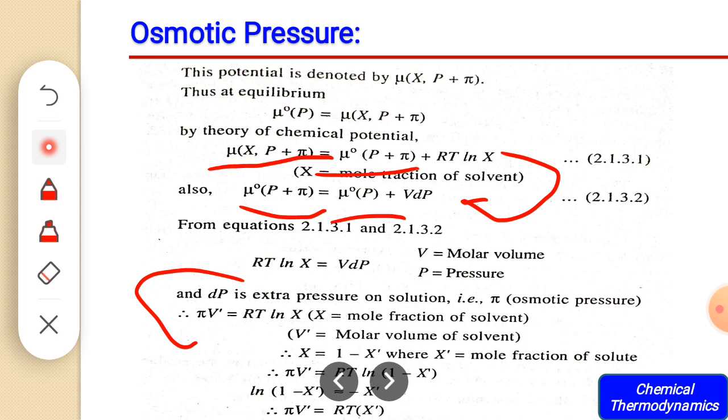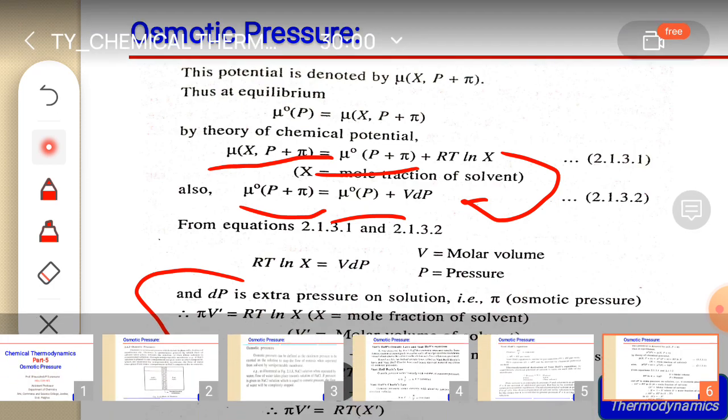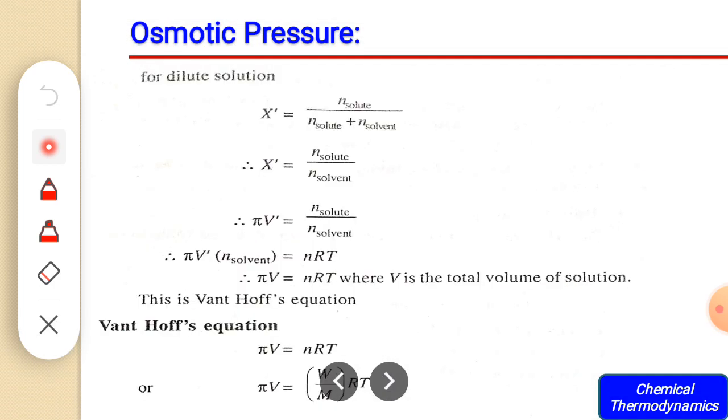So the mole fraction of solvent x is equal to 1 minus x', where x' is the mole fraction of the solute, and if we put this in the equation, we get ln(1 minus x'), which is simplified. Finally we get π V' = RT x'. So this is very simple with regard to this equation.